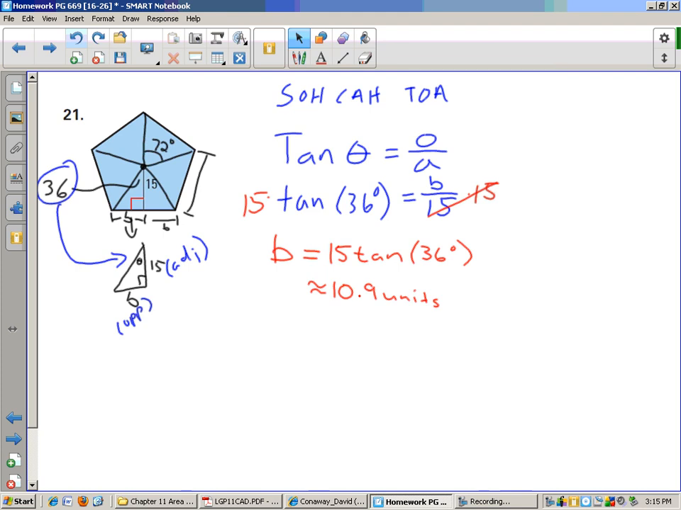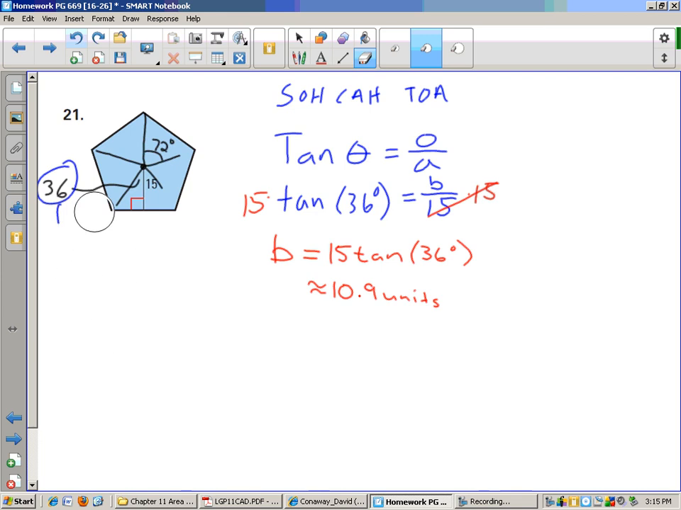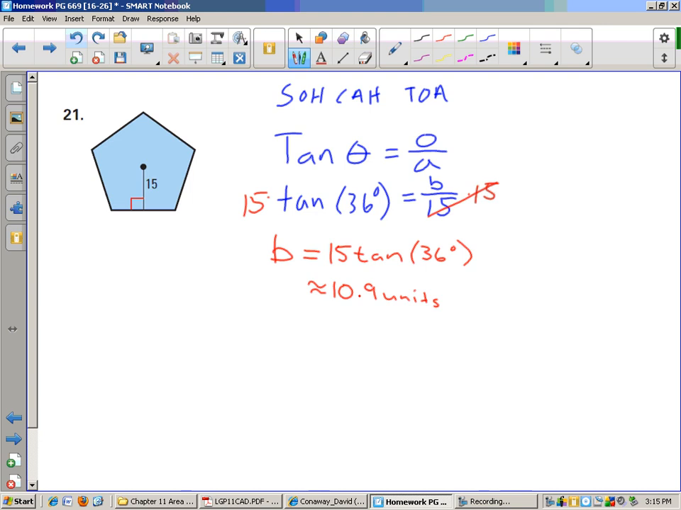So let me erase some of this. Okay. So I found that this is little b. I'm not even going to write it down because just 15 tan 36 is too much. But this also would be little b here, right? So together, this is twice b, right? That's 2 times b. So how many b's would it take to get around the whole thing? So this is 2 b's, right?